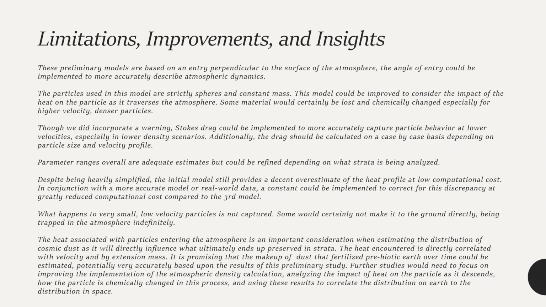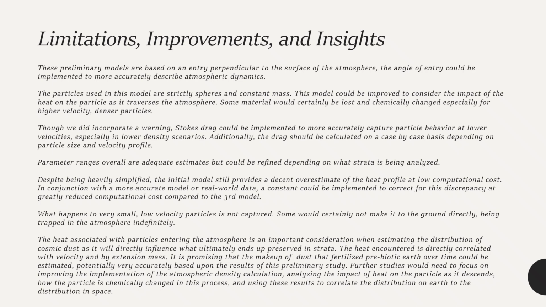Despite being heavily simplified, the initial model still provides a decent overestimate of the heat profile at low computational cost. In conjunction with a more accurate model or real-world data, a constant could be implemented to correct for this discrepancy at greatly reduced computational cost compared to the third model. What happens to very small, low-velocity particles is not captured. Some would certainly not make it to the ground directly, being trapped in the atmosphere indefinitely.